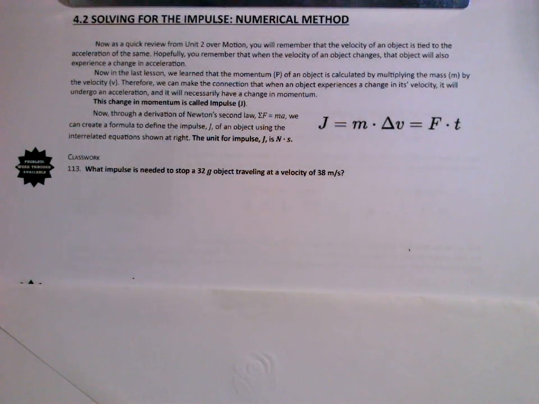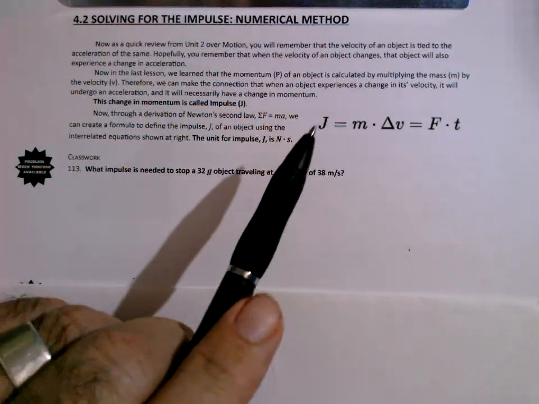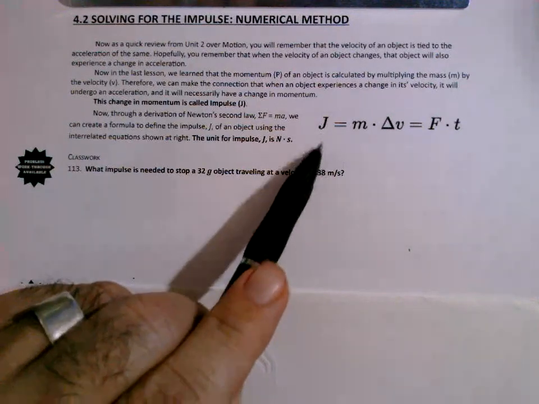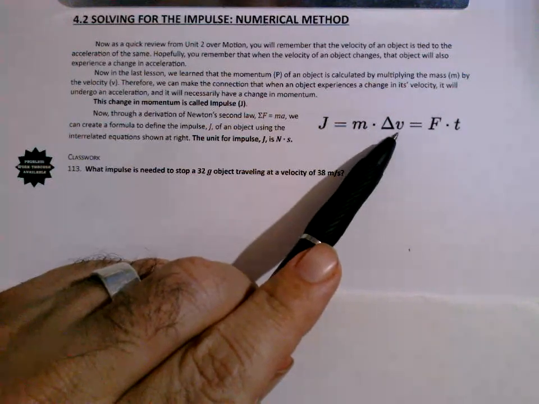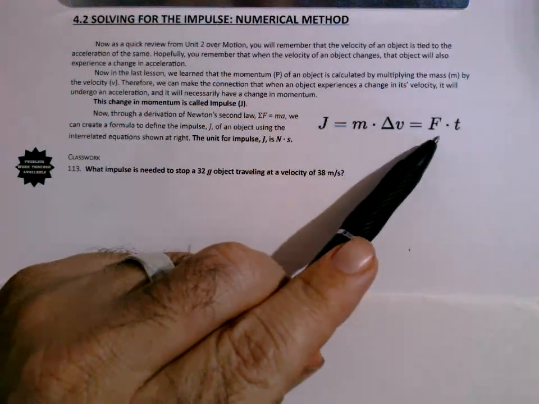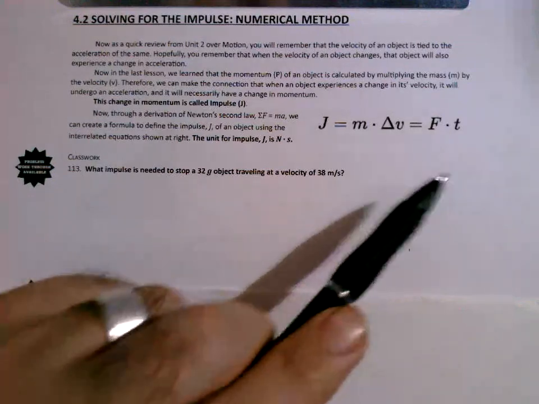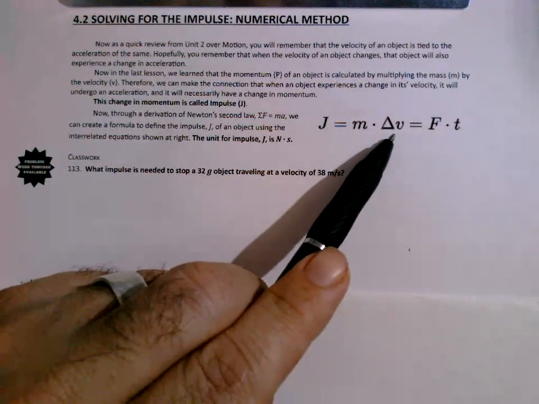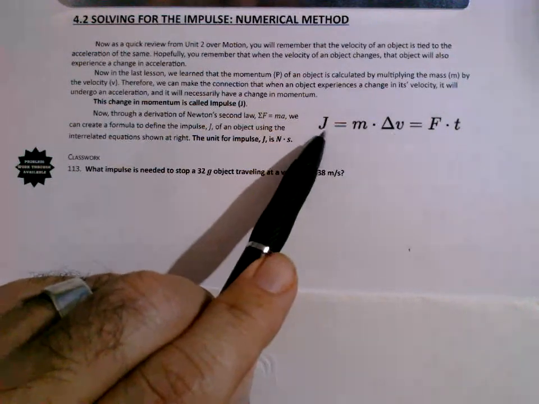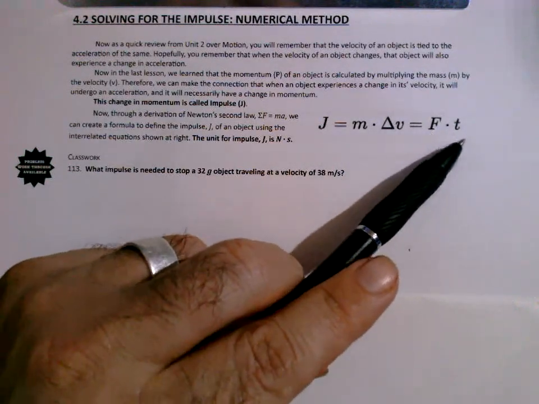Now we're going to do a problem workthrough for problem 113 in lesson 4.2, solving for the impulse using a numerical calculation method. In this problem, we have our first compound formula where the impulse, J, is equal to mass times the change in velocity, which is also equal to force multiplied by time. So that means that the impulse is equal to mass times the change in velocity, but impulse is also equal to force multiplied by time.